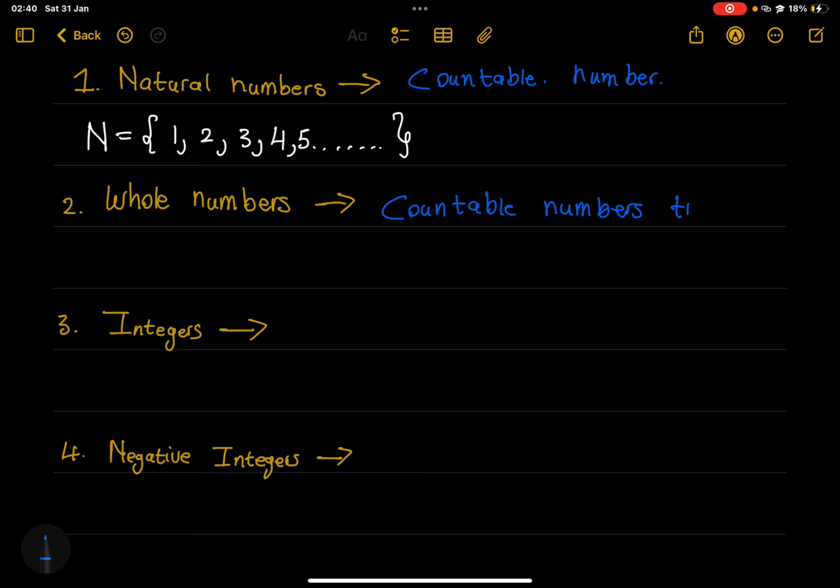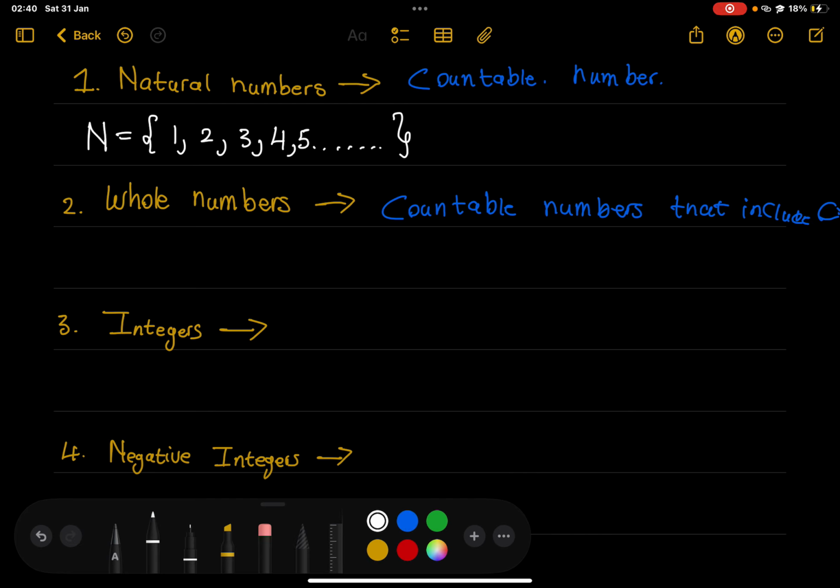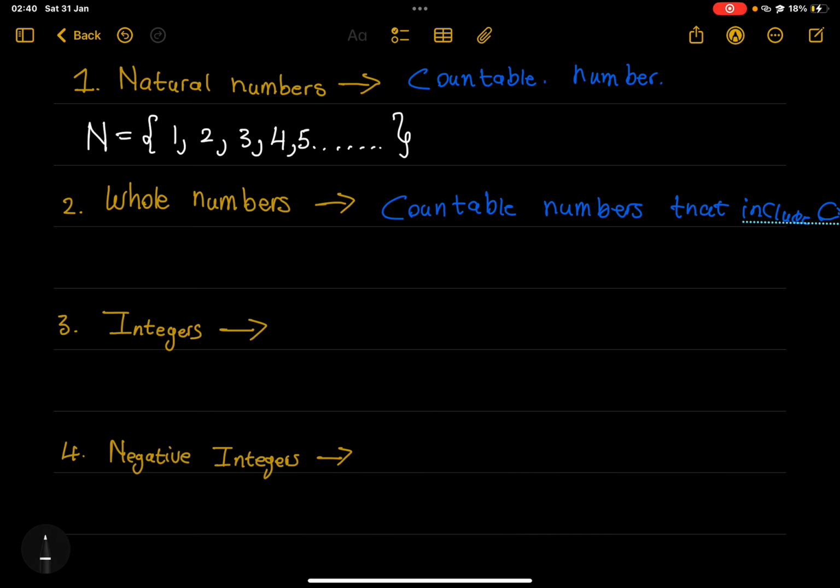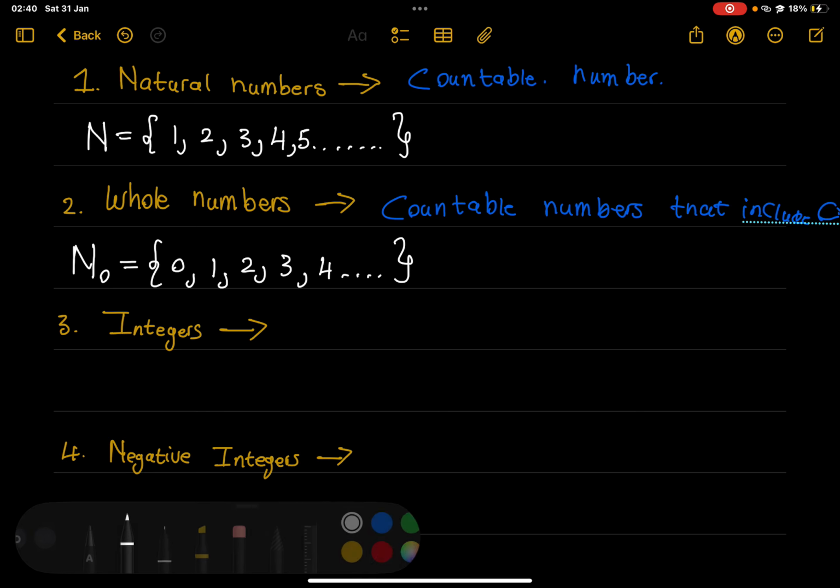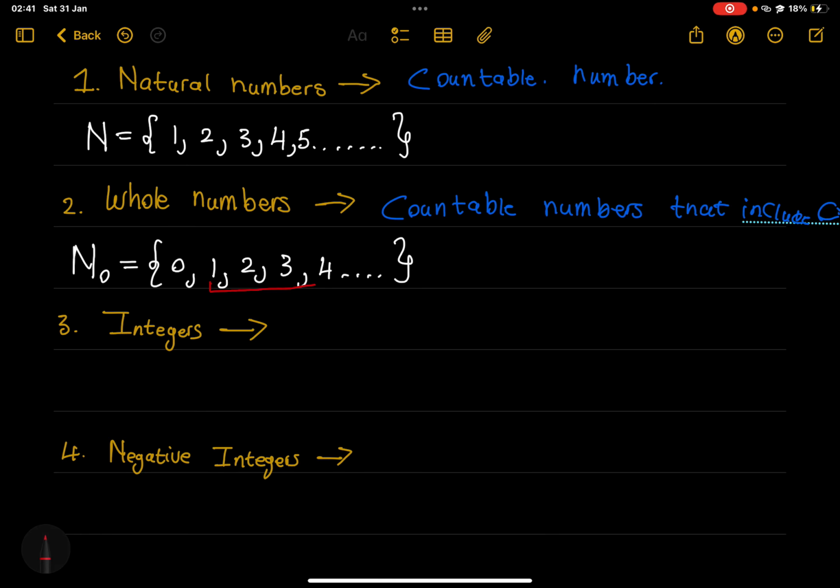Whole numbers are countable numbers that include 0. Remember, natural numbers don't include 0. The symbol for whole numbers is N with a 0 down there. Then you say equal to, you put your curly brackets, and they start from 0, then 1, 2, 3, 4, and so on. You put your ellipses. Starting from 1 are natural numbers, and whole numbers are the ones that include 0.